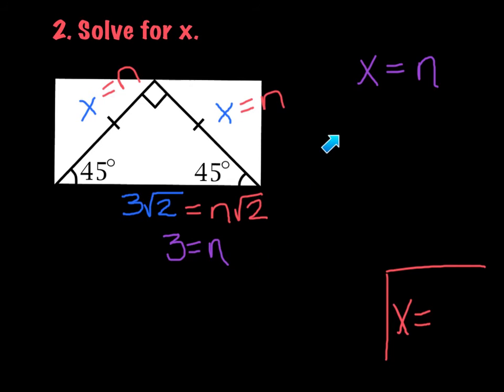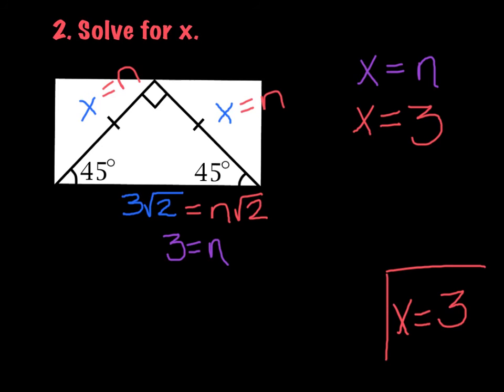So now we can come back up here and solve for x. Not really much solving we have to do. We know that x would equal whatever n is, which we know is 3. So x would equal 3. Now remember our template. These two are the same length, and this one is that length times root 2. So we said that x equals 3. So this is 3, this is 3, and this is 3 root 2. So 3, 3, 3 root 2. Hopefully it's getting a little bit easier for you.